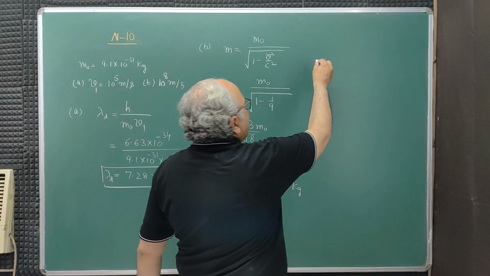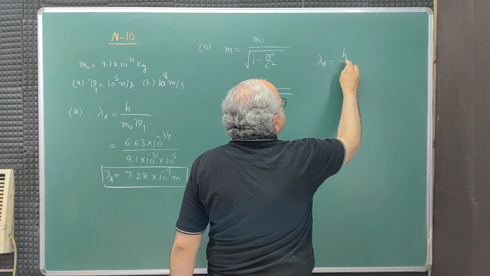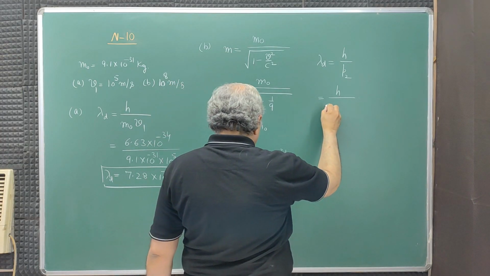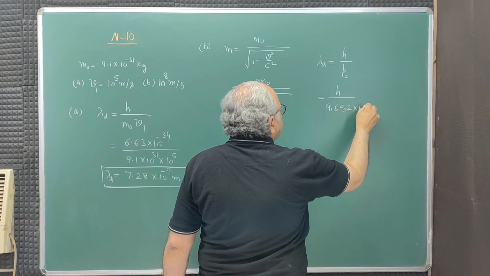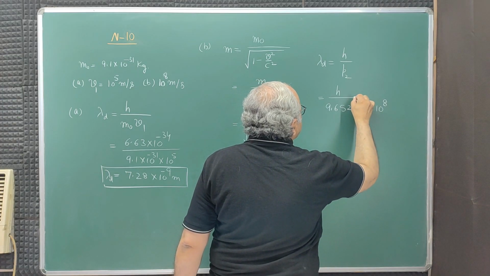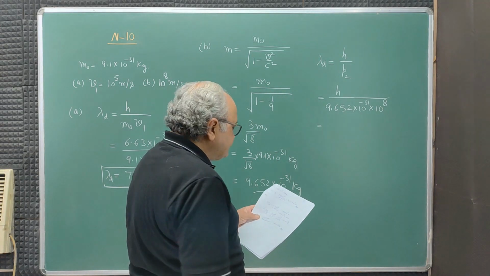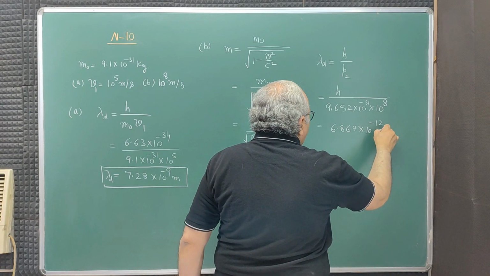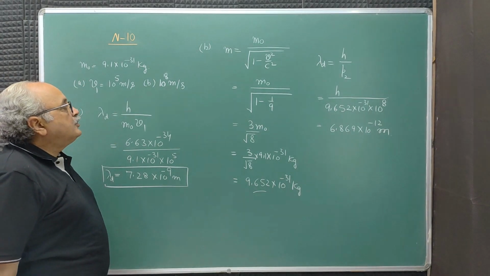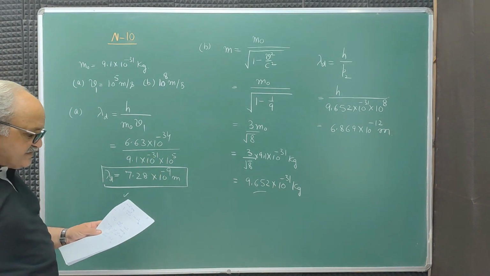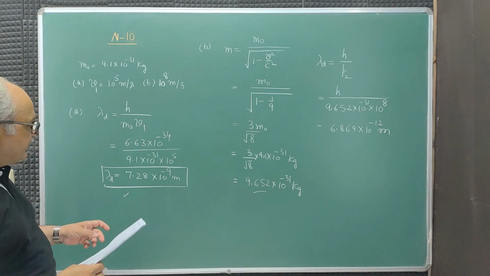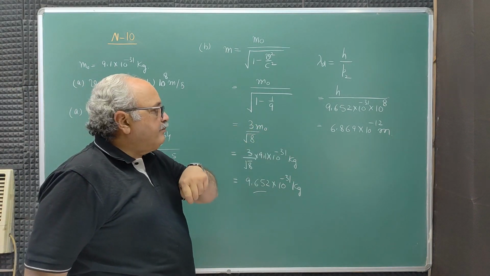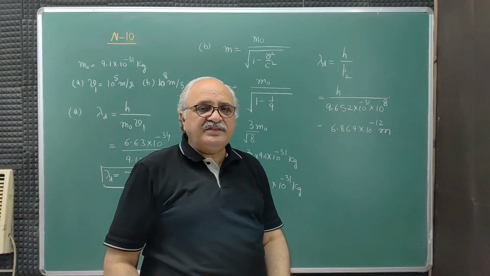Rest is simple, as we calculate the de Broglie wavelength equals h by p. Now in the second situation, this is h divided by the momentum, which comes out to be 9.652 into 10 to the power minus 31 multiplied by 10 to the power 8. And this way the wavelength is 6.869 into 10 to the power minus 12 meter. So you can notice that there is a drastic difference in the values, and this is 10 to the power minus 9 meter for the first case. Because of the increment of the mass, there is an increase in the momentum of the electron, and therefore there is a decrease in the wavelength of the electron.